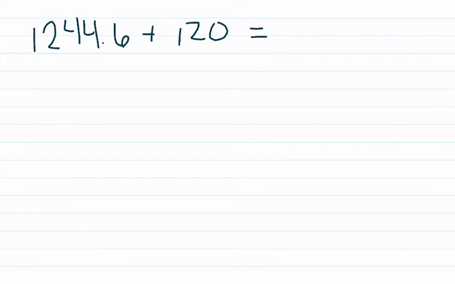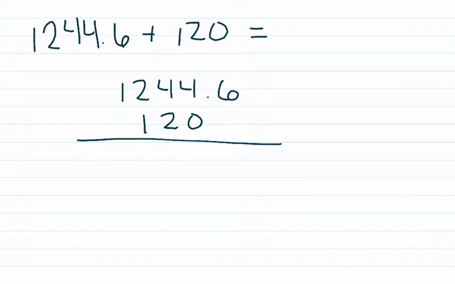Okay, let's try one more. 1,244.6 plus 120. So just like with the others, we'll write it out on top of each other with the decimal places aligned. And then the next step is determine where the last significant digit of each number is. For our first number, the 6 is the last significant digit. For 120, the last significant digit is this 2. Now we can perform our mathematical operation.